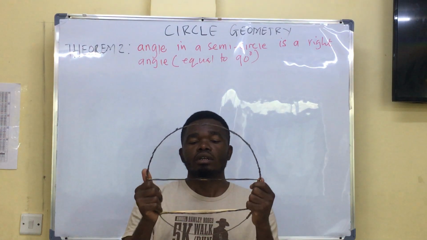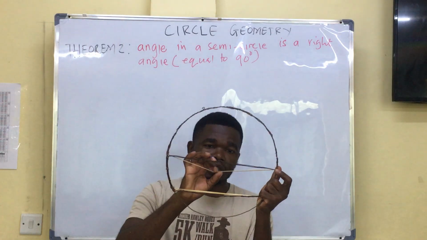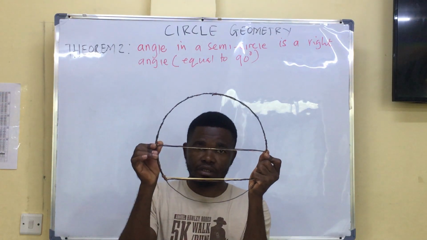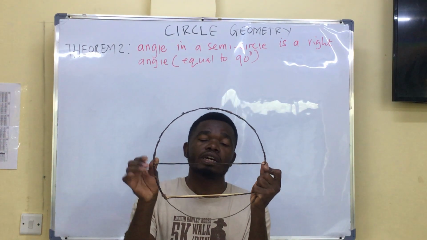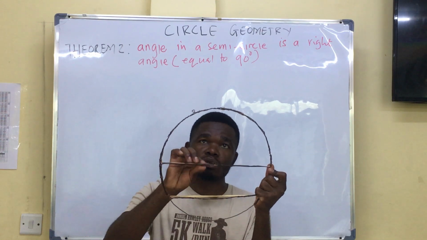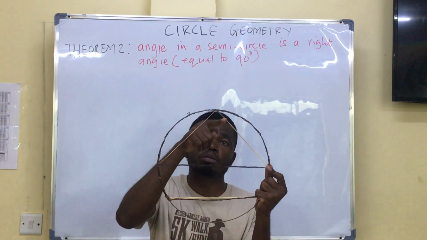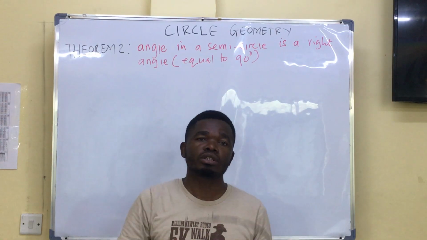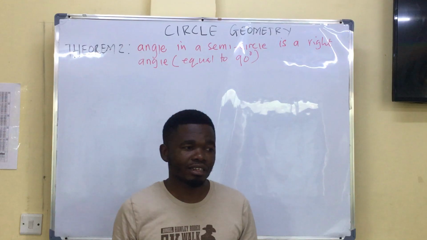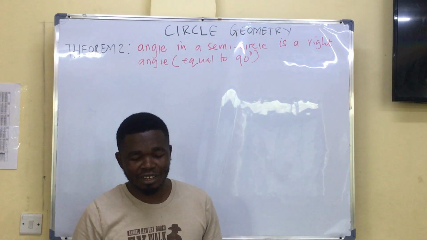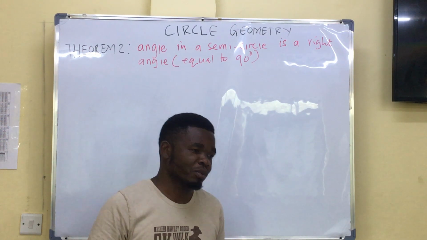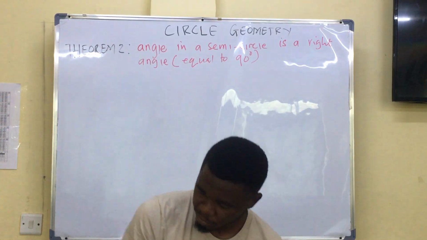So we want to prove that any angle formed from the diameter, from this point up to this point, to the circumference of the circle in a semicircle is a 90 degree angle. Meaning that we want to prove that this angle is a 90 degree angle. So that's why Mr. Nyanda is here again. Let's figure it out together, we need to prove that theorem, right? So let's start.